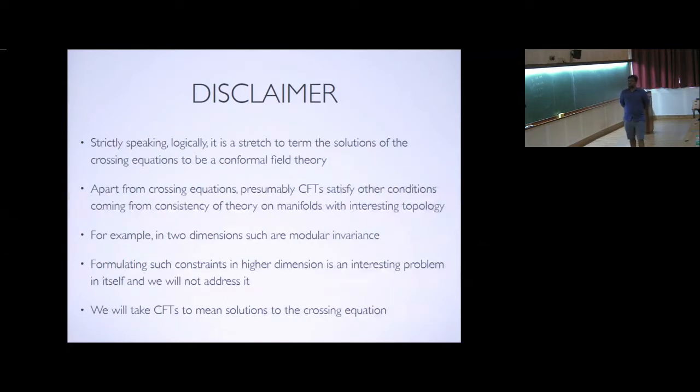So in 2 dimensions, for example, in addition to the crossing equation, one requires the spectrum to obey modular invariance, that is the consistency of the theory on a manifold that is not conformally equivalent to, let's say, S2. So similarly, one would imagine even in higher dimensions, there are constraints coming from consistency of the theory on manifolds with interesting topology. That is an interesting problem, and this is not the problem that I will address here. But nevertheless, when I say CFTs, I will just take it to mean the solutions of the crossing equations.